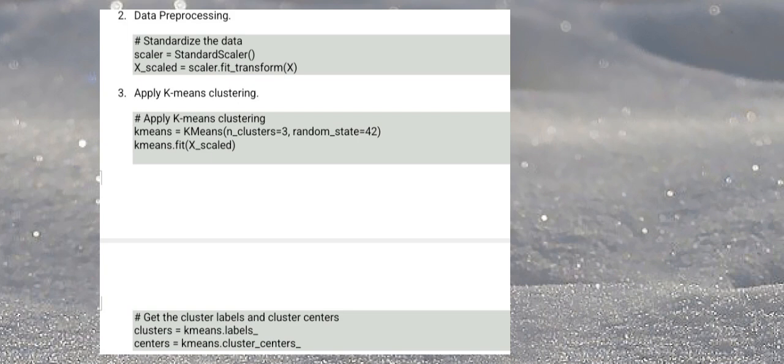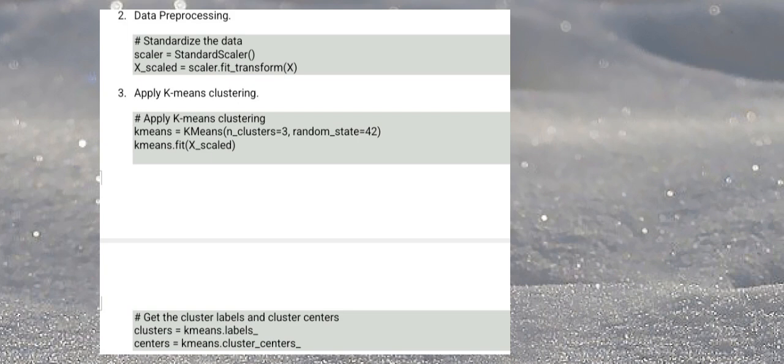random_state equals 42. This sets the random seed for reproducibility. K-means involves some random initialization, so setting random_state ensures that running the code multiple times will yield the same clustering results. kmeans.fit(X_scaled). The k-means algorithm is applied to the scaled data X_scaled.